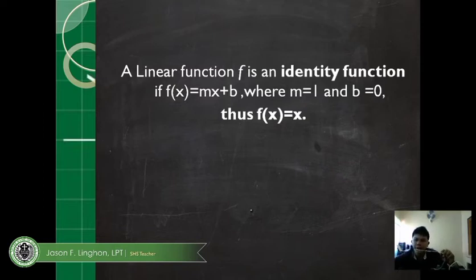Next, a linear function f is an identity function if f of x is equal to mx plus b, where m is equal to 1 and b is equal to 0. Thus, f of x is equal to x. Yan. So dito naman, si b naman natin yung 0 and m natin is 1. So kapag yan, ang may iiwan na lang is yung variable x. So wala na siyang constant term, just a variable x. Yan yung tinatawag natin na identity function.